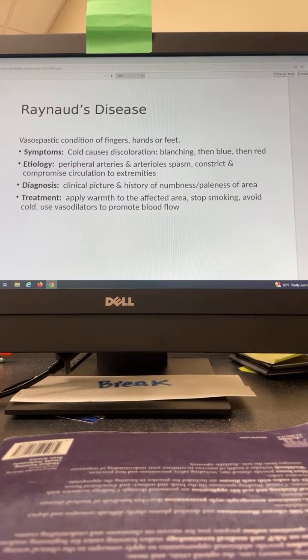The cause of this, no one really knows why some people have it, but what's happening is that the peripheral arteries, so the arteries in your extremities, they spasm, they constrict, which compromises the circulation. Diagnosis is really just looking at someone's symptoms, and being like, yes, you have this. History of paleness and numbness in that area.